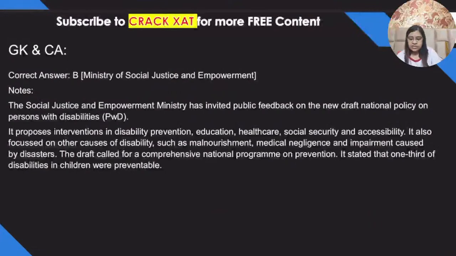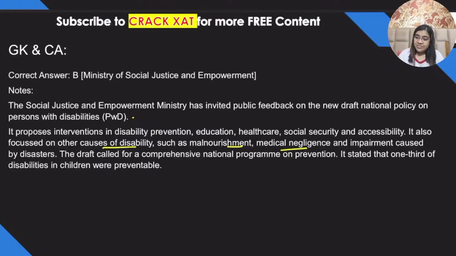Let's talk about this. Come on, quickly, anyone in the chat who will tell me the name of the minister? The Social Justice and Empowerment Ministry has invited public feedback on the new draft national policy on persons with disability. It proposes interventions in disability prevention, education, health care, social security and accessibility. It is also focused on other causes of disability like malnutrition, medical negligence.